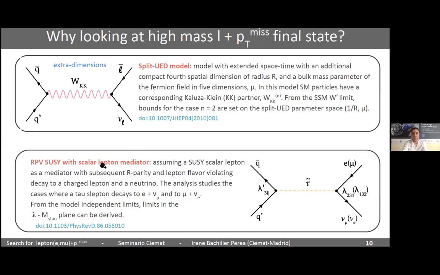The last resonant model that we are exploring is the R parity violating SUSY model. In this model, there is a mediator, a scalar lepton, the stau, that decays into a lepton and a neutrino. So starting from the model independent limit, we will set limits on the plane of the coupling lambda versus the mass of the stau.